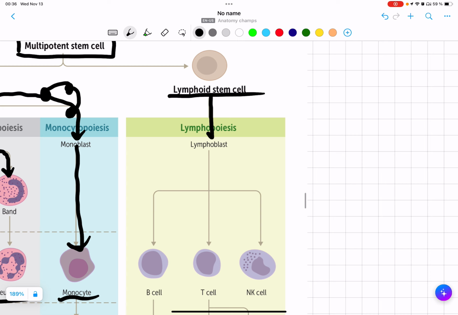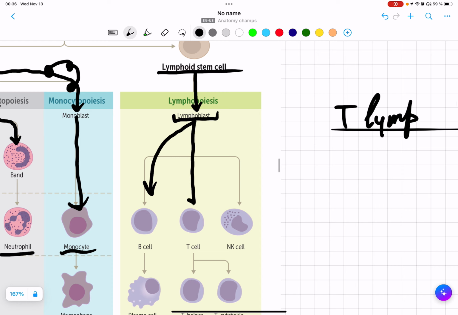If we have to make any of them, we will have to make our lymphoblast. So our lymphoid stem cell will differentiate into lymphoblast. It will form our B cells or T cells and our natural killer cell.